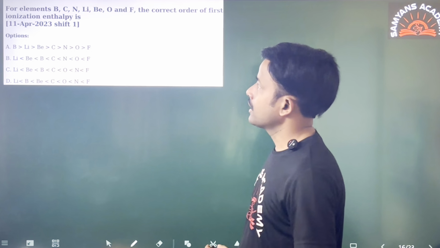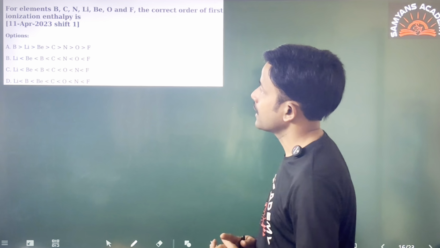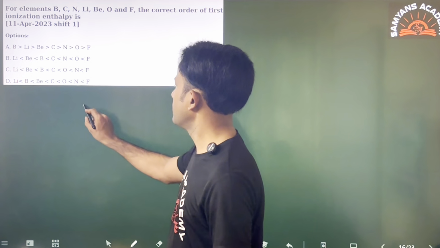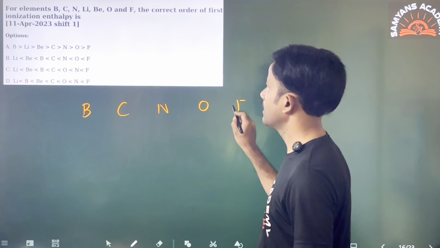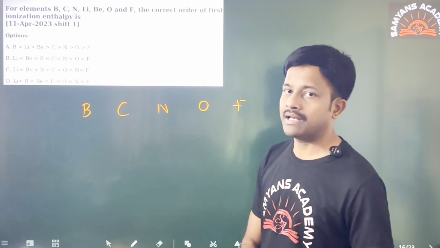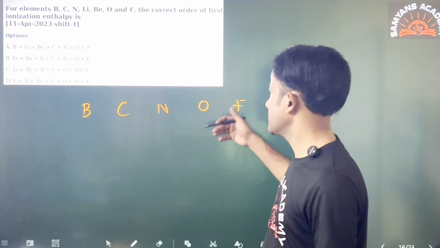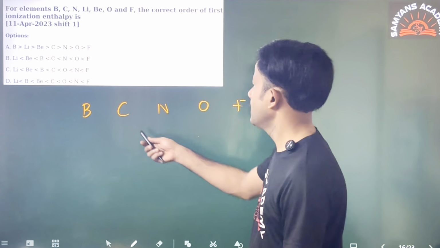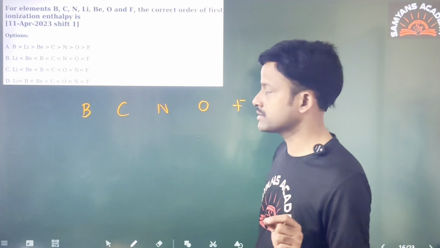For the elements boron, carbon, nitrogen, lithium, beryllium, oxygen and fluorine, the correct order of first ionization enthalpy is... Now arrange the given elements like this: boron, carbon, nitrogen, oxygen, fluorine. Across the period, what happens? Ionization energy values increase. Why? Because across the period size decreases, so the energy required to remove an electron also increases. But exception cases are there.